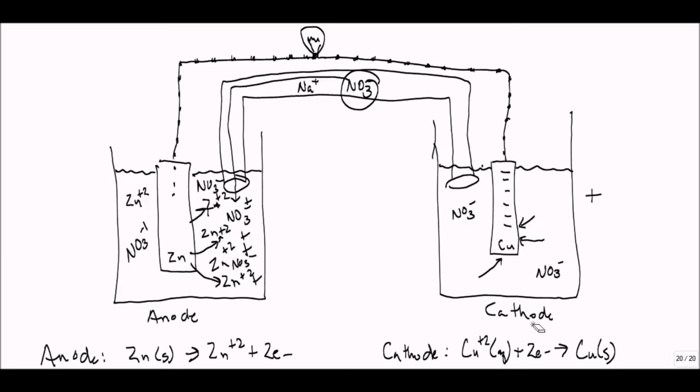So what does the salt bridge do in order to ensure that this side does not become too negative? The sodium positive ions will flow over and neutralize, thus ensuring that that side doesn't become too negative. And that is how a voltaic cell works.